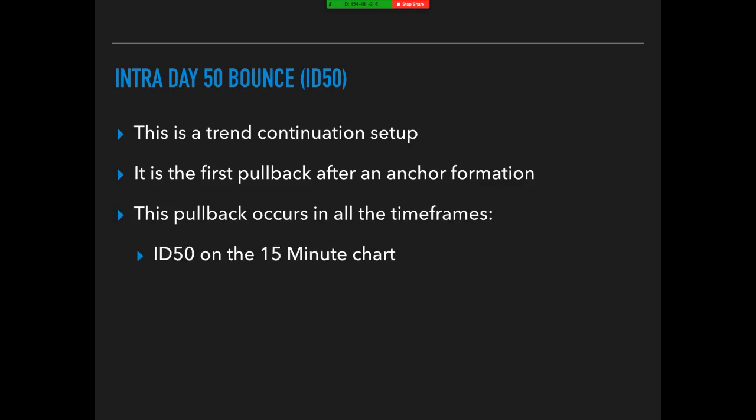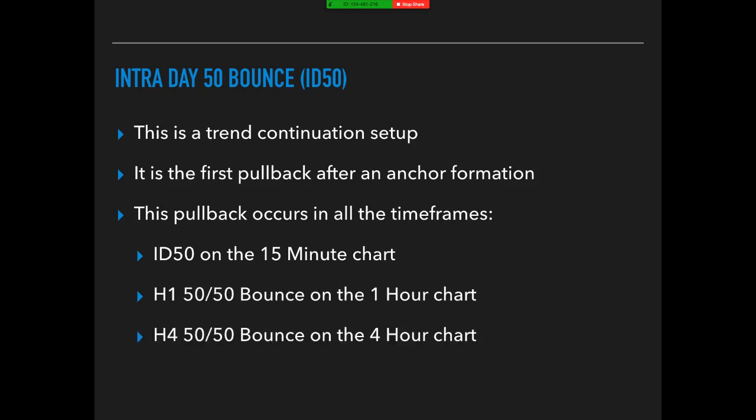On the 15-minute chart, we call it the ID 50. On the H1 chart, we call it the H1 50 bounce. And on the 4-hour chart, we call it the H4 50 bounce. So it happens on all these different time frames. If you're lucky enough to catch an H4 50 bounce on one of these days, that will pay you out massively. You just have to wait a long time for it, though.